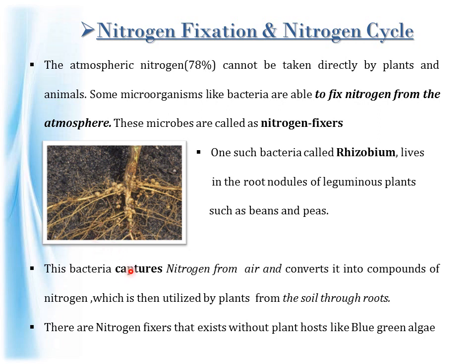And this bacteria captures the nitrogen from the air and converts it into compounds of nitrogen like amino acids or nitrates, which are then utilized by plants from the soil through roots. And there are nitrogen fixers that exist even without a plant host. Example, blue-green algae, also called cyanobacteria. So this is the process of nitrogen fixation.